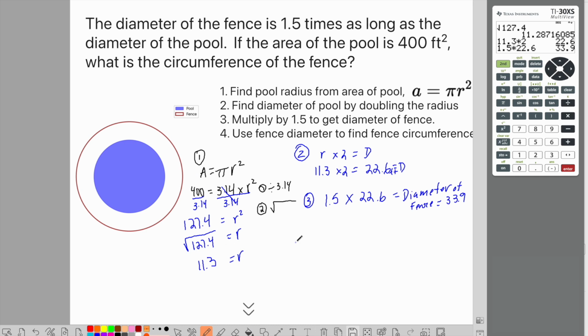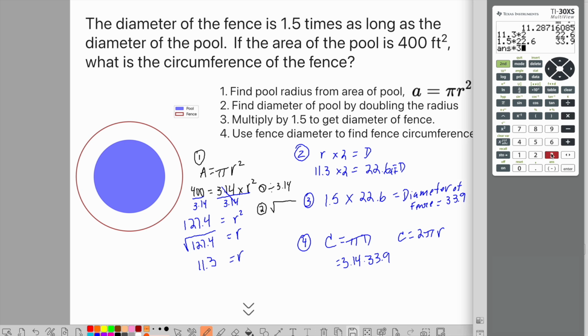So if you look on the formula sheet, our fourth and final step, the circumference is equal to pi times diameter. There's another one as well, 2 pi r, 2 times pi times the radius, but we might as well use this one. Circumference equals pi times diameter. So this is 3.14 times 33.9. So we already have that as our answer. Let's just multiply it by 3.14, and that is going to be the circumference.